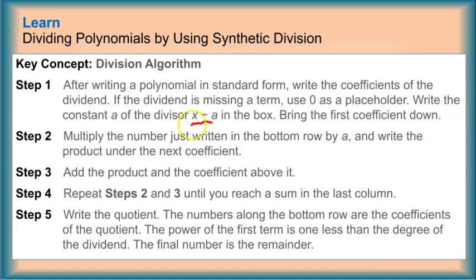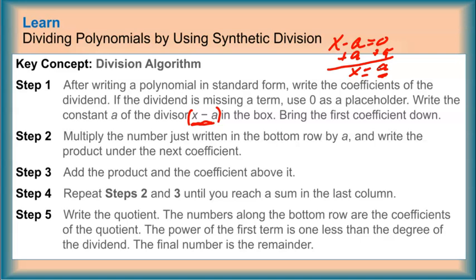Whatever a is right here, a could be positive, it could be negative. One easy way of doing this is if you have a binomial like this, I would just do x minus a equals 0 and solve for x, which would mean I would just add a. So x would be a positive a, and I'm going to be doing the synthetic division with the positive form of a.